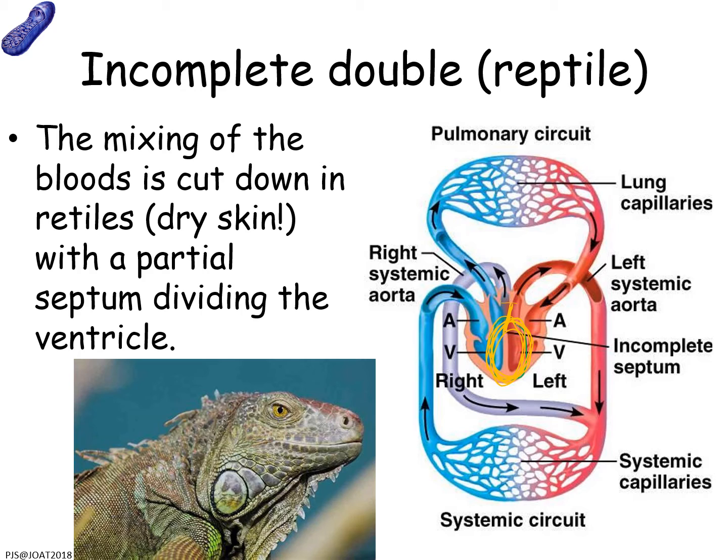Okay, so we have the same thing. We have 2 atriums, 1 ventricle, but this time, to try and improve the efficiency a bit, we've tried to prevent a little bit of that mixing going on.